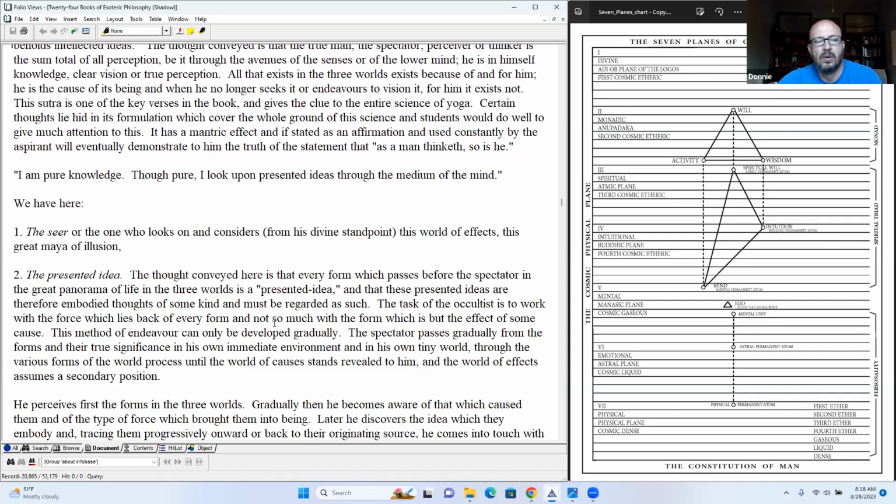We have here, one, the seer, or the one who looks on and considers from his divine standpoint this world of effects, this great Maya of illusion. Two, the presented idea, the thought conveyed here that every form which passes before the spectator in the great panorama of life in the three worlds is a presented idea, and that these presented ideas are therefore embodied thoughts of some kind and must be regarded as such.